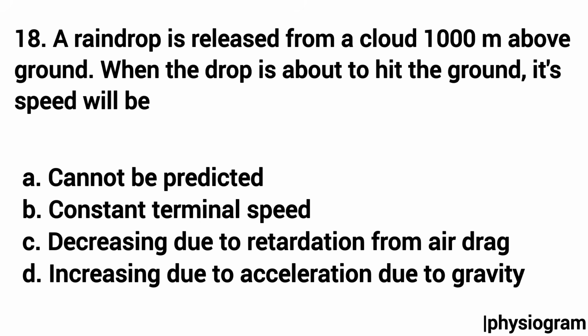So at the start the raindrop accelerates due to gravity. After some time the air resistance, that is the drag force, balances the gravitational force and the raindrop reaches terminal velocity, that is a constant speed. So just before hitting the ground the raindrop falls at this constant terminal speed. The correct answer will be option B, that is constant terminal speed.